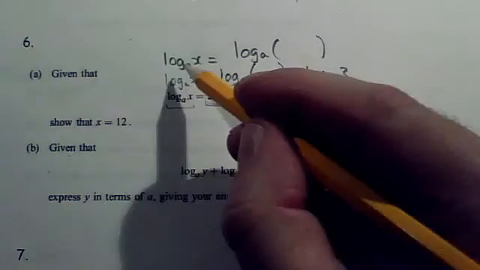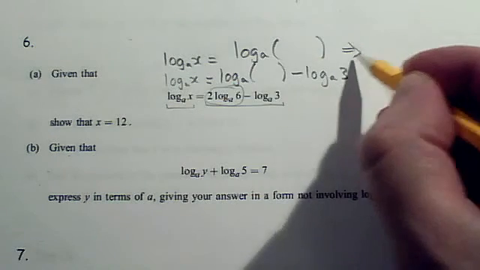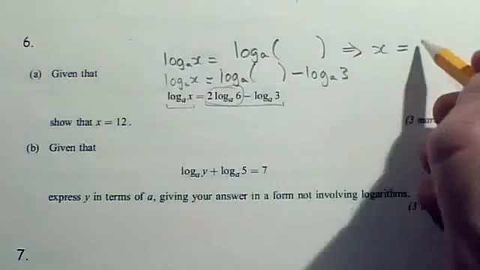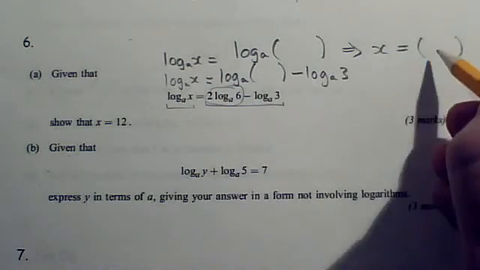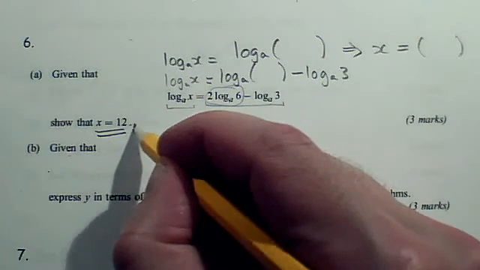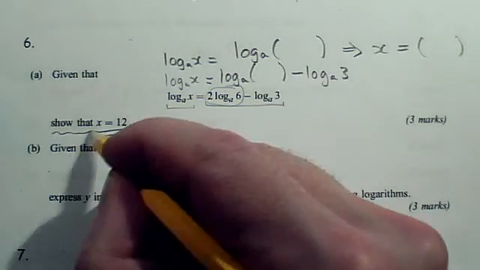And once you've done that, once a log equals a log, you can say that x, the thing inside this log, has got to equal the thing inside these brackets. And that gives you what x is, and it should be 12. That's your end point because this is a show that question.